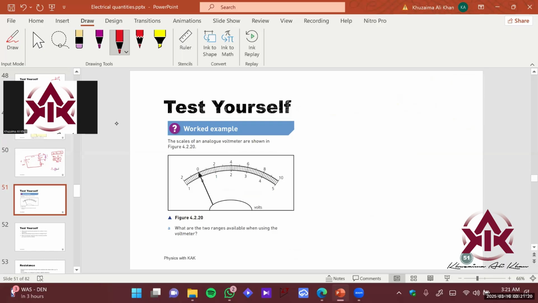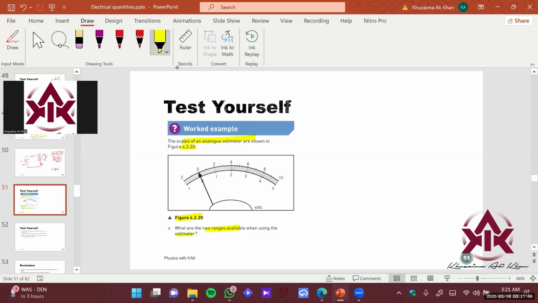I'm going to request you to pause the video and solve the question. I believe you are done with the question, so let's start solving it. You have an analog version of the voltmeter, shown in figure 4.2.20, that is here. So what are the two ranges available on the voltmeter? You want to see it over here.